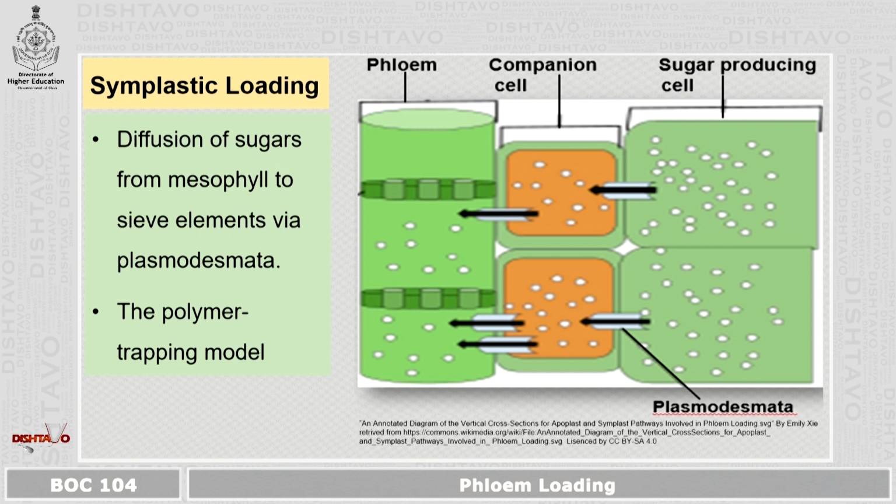Now what happens in diffusion? The molecules move from a region of higher concentration to a region of lower concentration. So here the same principle applies: diffusion of sugars from the mesophyll to the sieve elements. Because in the mesophyll, the source, the sugars are in higher concentration, whereas in the sieve elements there are no sugars or they are in lower concentration. So there is movement of sugars from the mesophyll into the sieve tube elements via plasmodesmata.